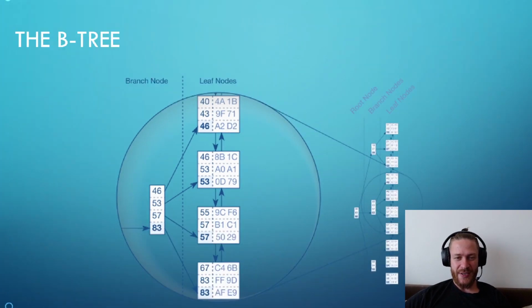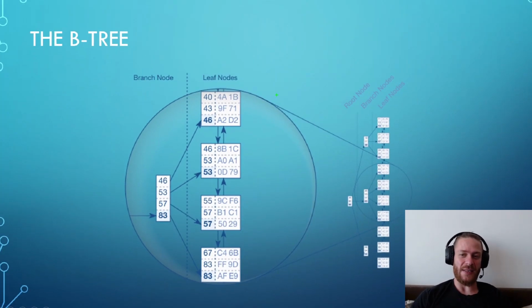Here is an actual example in the database. If we have a linked list with sorted values, we will have a balanced search tree, a B tree, pointing to the leaf nodes of the linked list. Each entry in the B tree saves the biggest value in each node. For example, 46 is here, 53 is here, 57 is here, 83 is here.